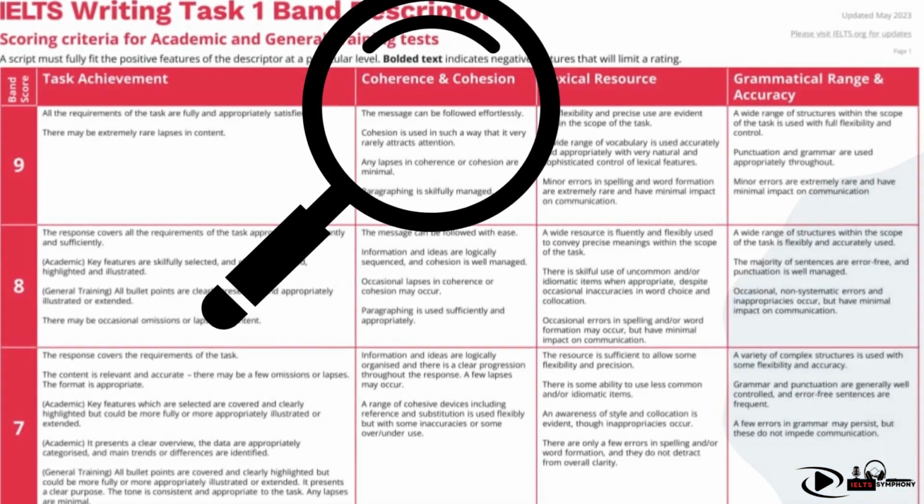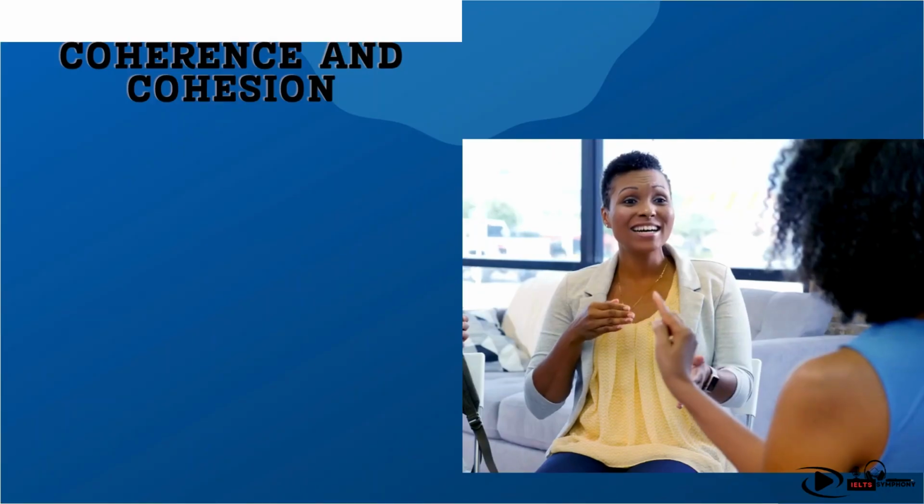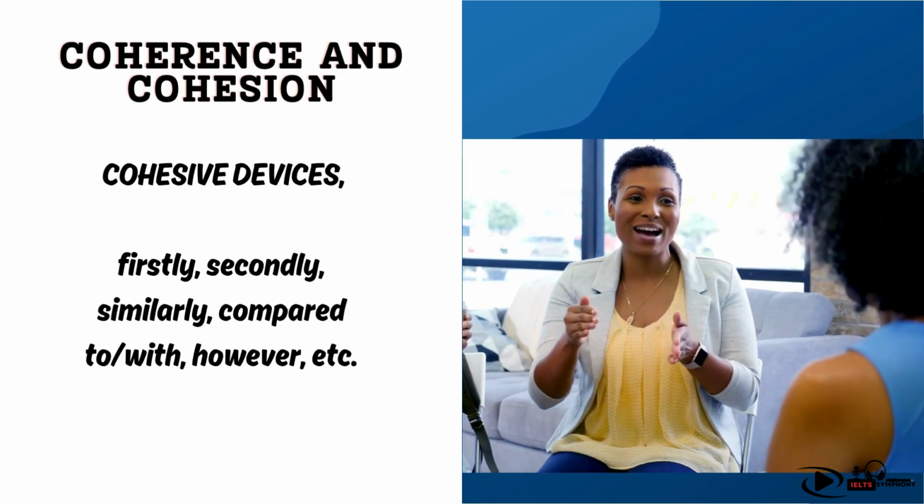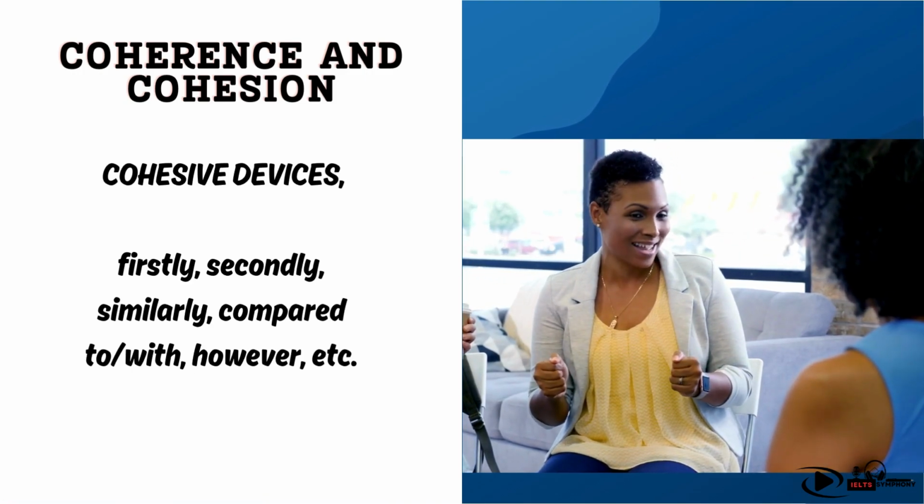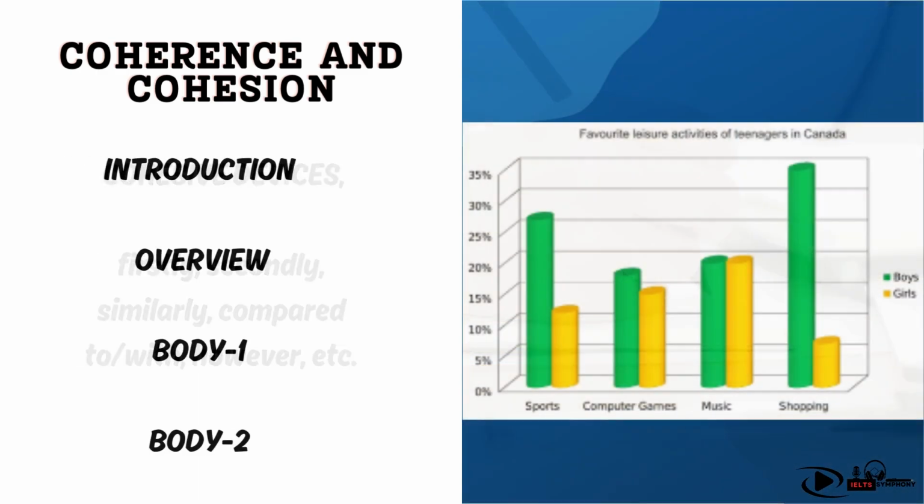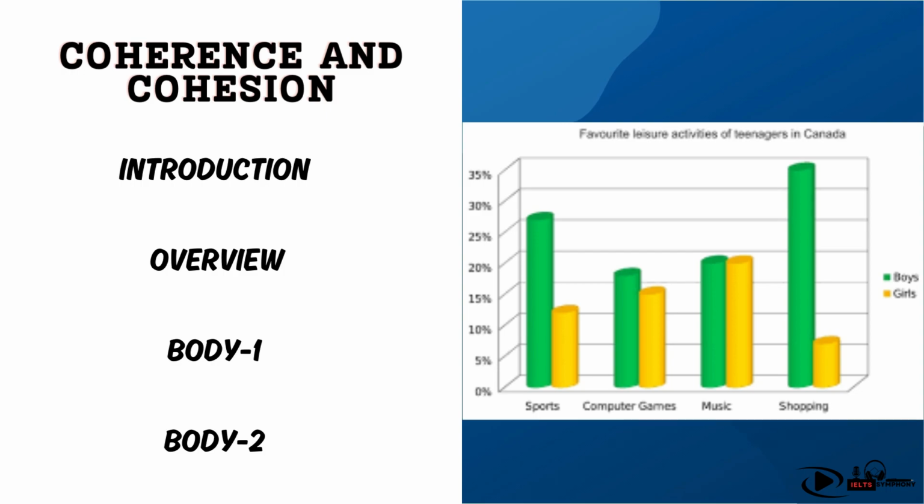2. Coherence and cohesion. Think of this like telling a story where everything flows nicely. Use words like firstly, secondly, and finally to organize your ideas. For example, you might start by talking about the overall trend, then move on to specific details.